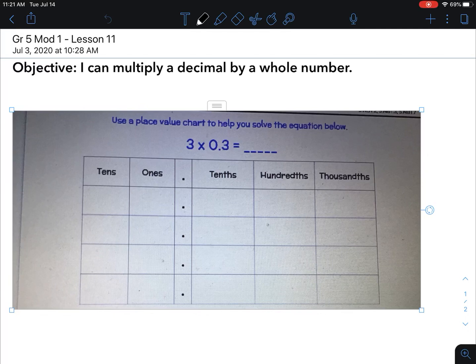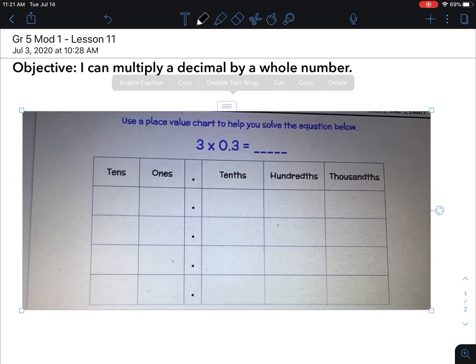The objective for this lesson is I can multiply a decimal by a whole number. We're going to multiply decimals and whole numbers with two methods. We're going to use a place value chart, and we're going to use an area model first. I want to make sure that you are good with these two methods before we get to the algorithm, because you can always fall back on one of these if you're ever struggling.